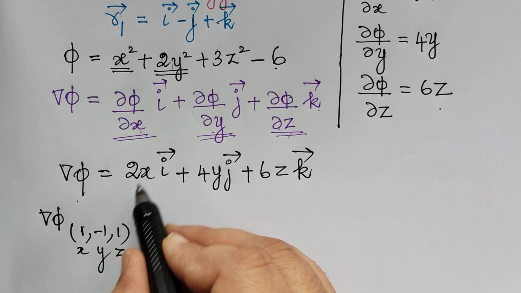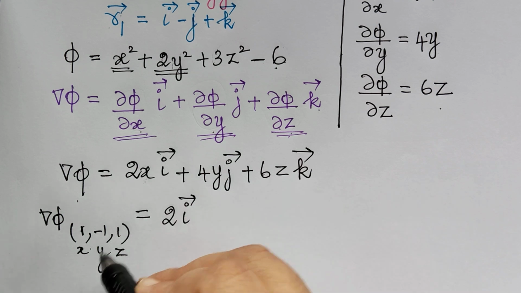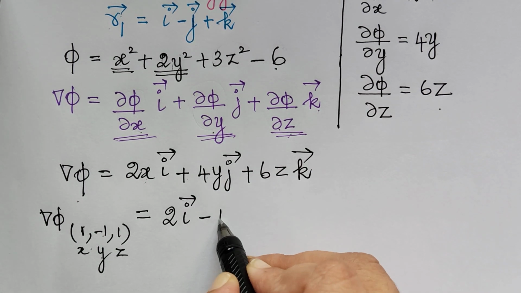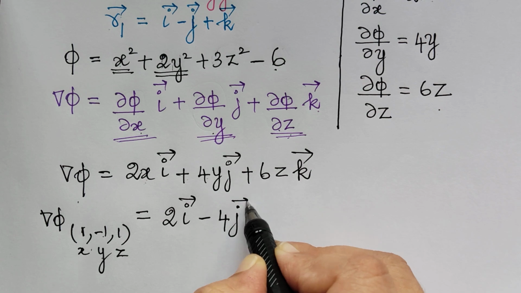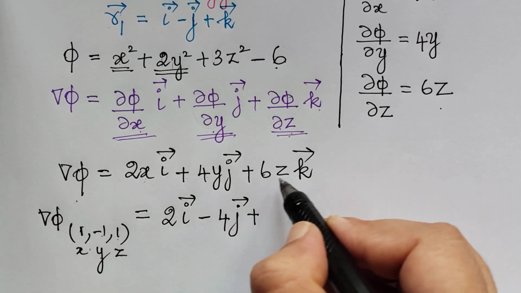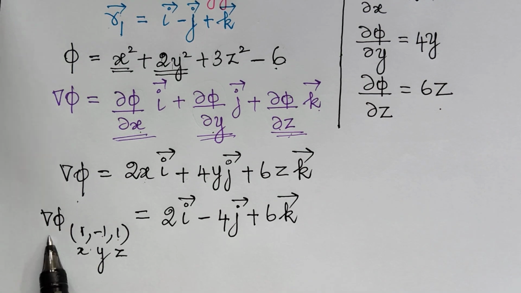So when we put x as 1 over here, it becomes 2i vector. And for y it is -1, so when it gets multiplied here, it becomes -4j vector. And plus, here z is 1, so it becomes 6k vector. So therefore we have found nabla phi.